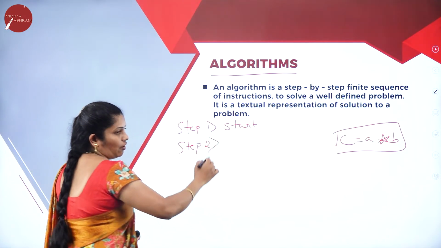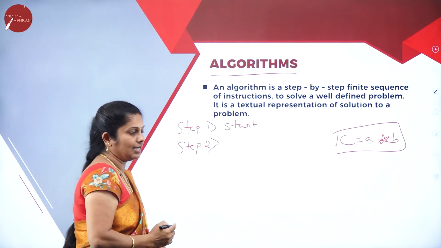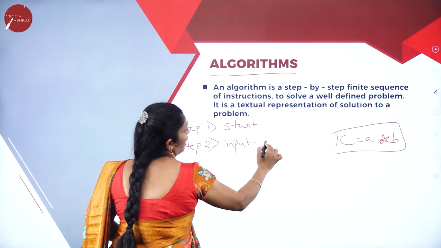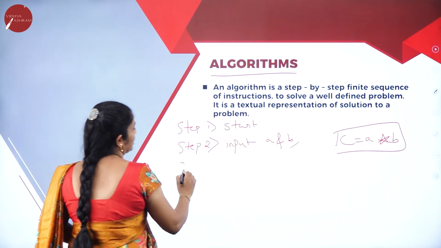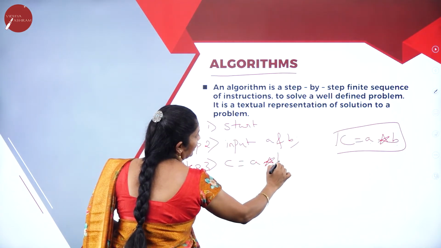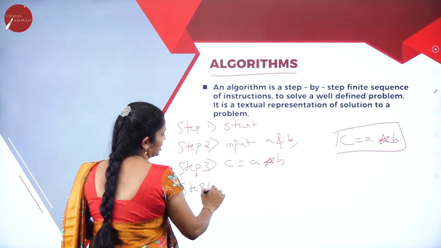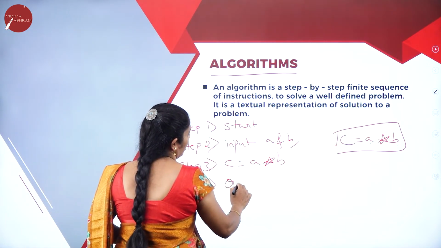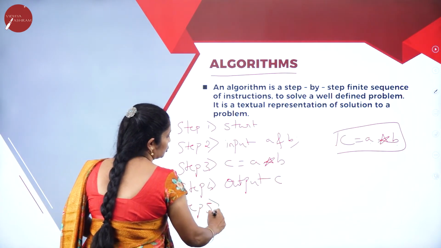In step 2, we have to input. If I give the values A and B, then I can calculate C. So I have to input the variables A and B. Then in step 3, I do the calculation, that is C equals A into B. After that, in step 4, we display the output. Where exactly is the output present? At C. So output C. Then finally in step 5, stop.